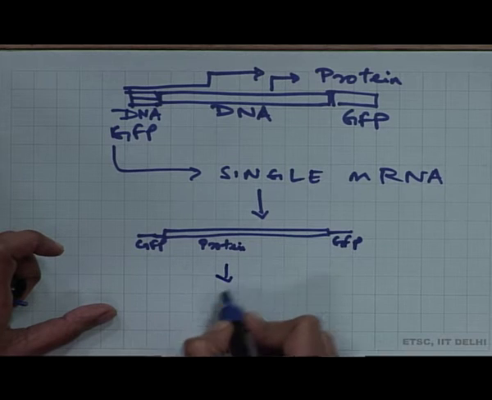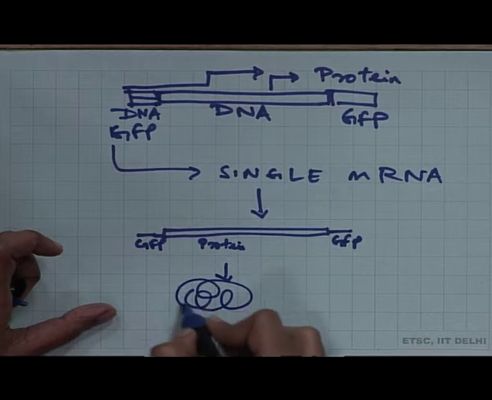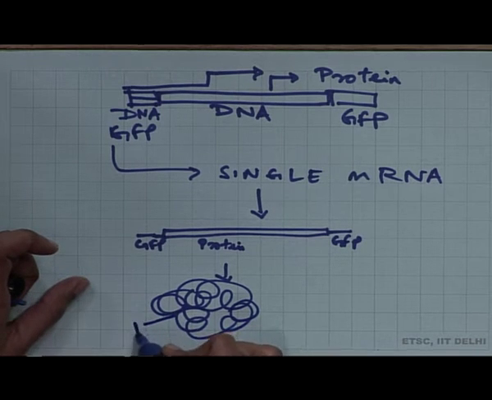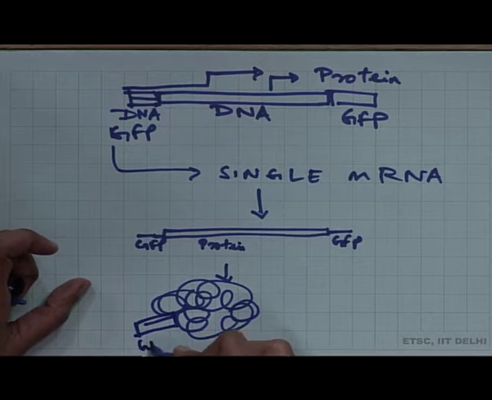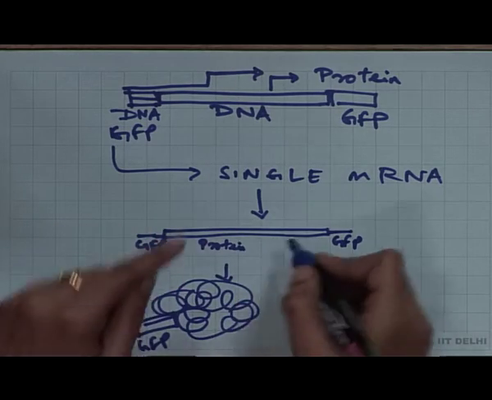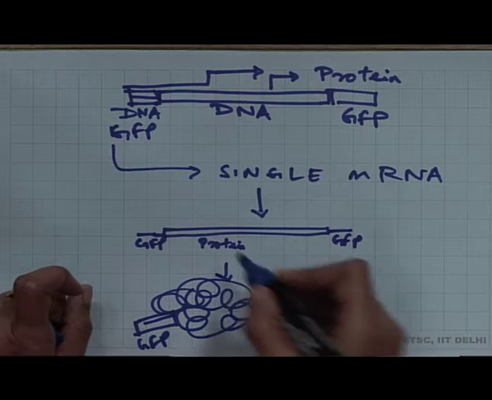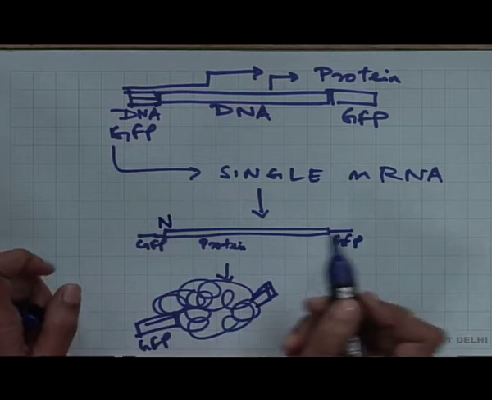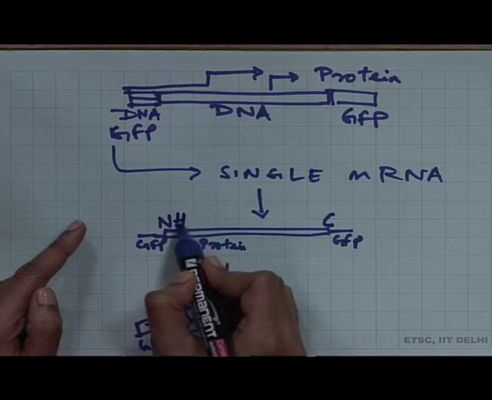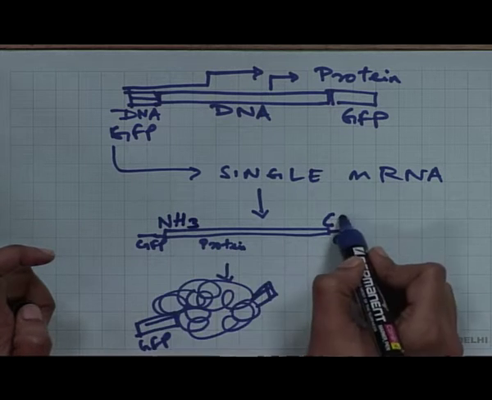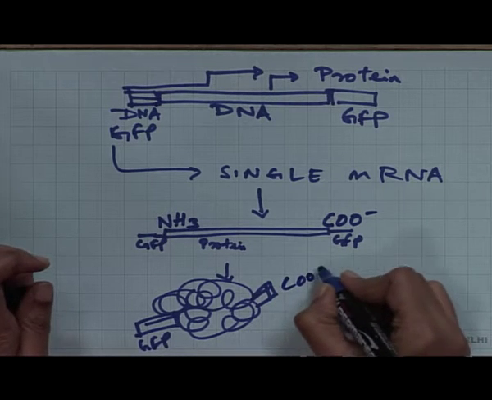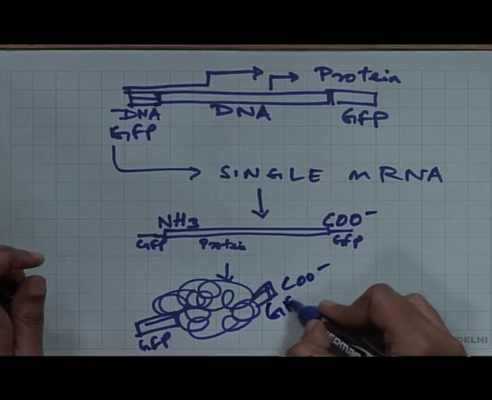And when the protein is produced, the protein would be folded conformationally, and it will also have this little GFP. If you have tagged it in the front, then it would be in the front. If you have tagged it at the back, then it will be at the back. So, this would be the N terminus of the protein, the C terminus of the protein. N is for the amino terminus and C is for the carboxy terminus.